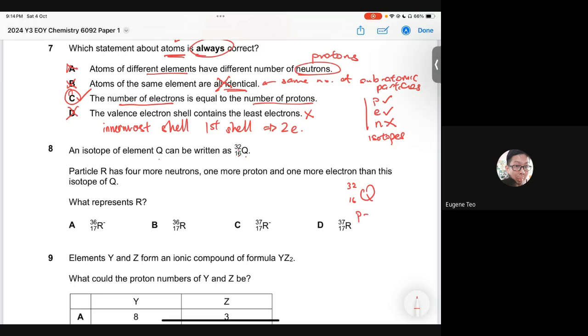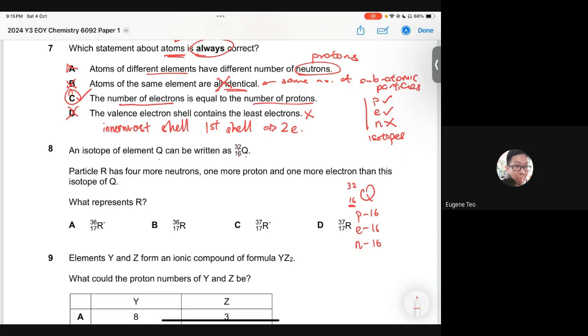So proton, I know that it will be 16 because it follows a smaller number. Electron, because it's an atom, so the electrons will be the same. 32, so that will be the proton plus neutron, so neutron must also be 16. So Q has 16 protons, 16 electrons, 16 neutrons.